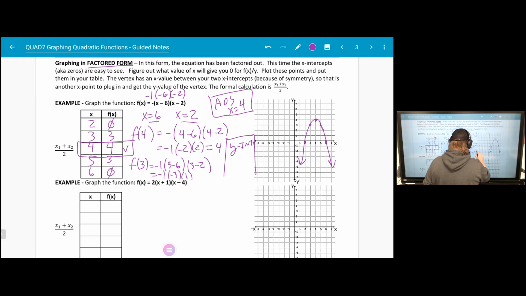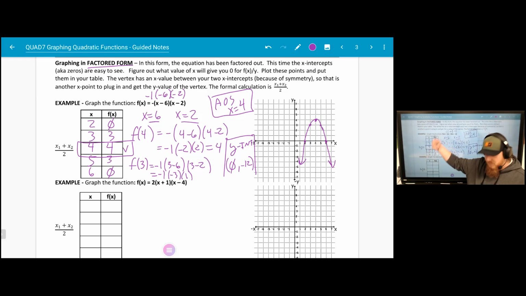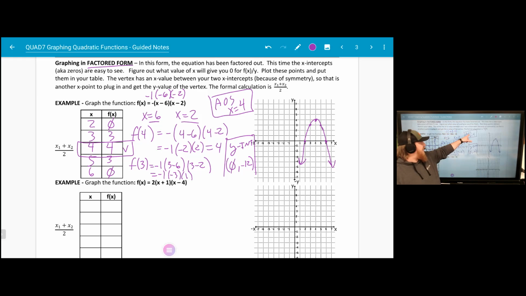My y-intercept, even though I didn't use that value, it's still there. It's still something we can have and still something we can see if we needed to. I've got my vertex, I've got my axis of symmetry, I've got my y-intercept, and I've got the sketch of my graph. Same thing we've done before, right? This is also a maximum. You're going to need to know that one too.